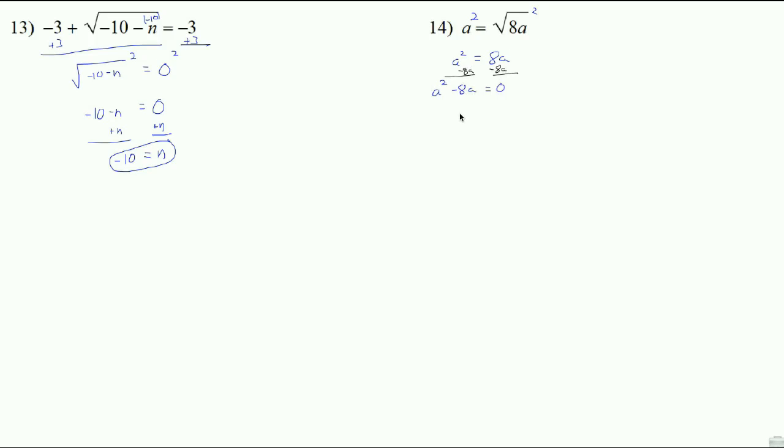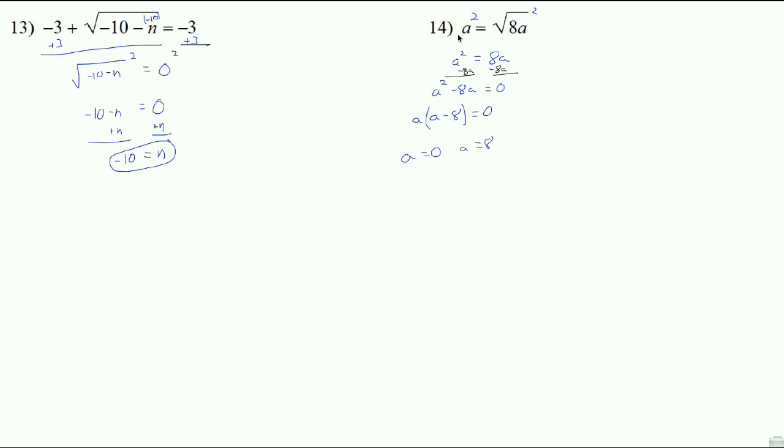And from here we need to factor. It's 2 terms. The first thing we always do in factoring is see if there's a common factor, and in this case there is. So we factor out an a. We have a times a minus 8 equals 0. So either a equals 0, or we think what makes this equal 0, so that would be a equals 8. Once again, we squared both sides, so we do want to go back and check both solutions to see if either of them are extraneous.